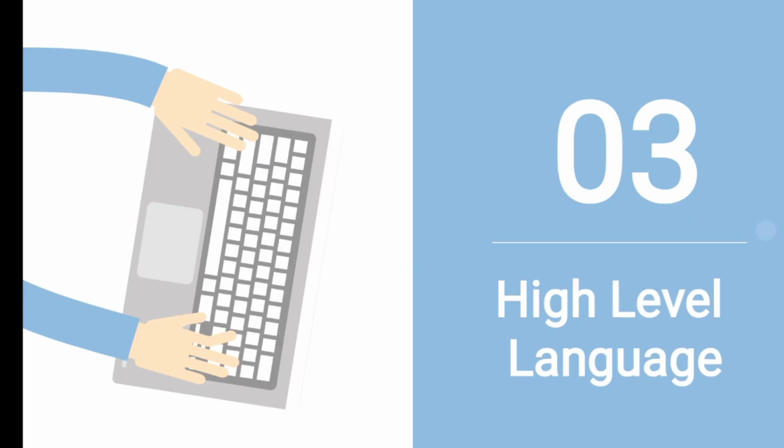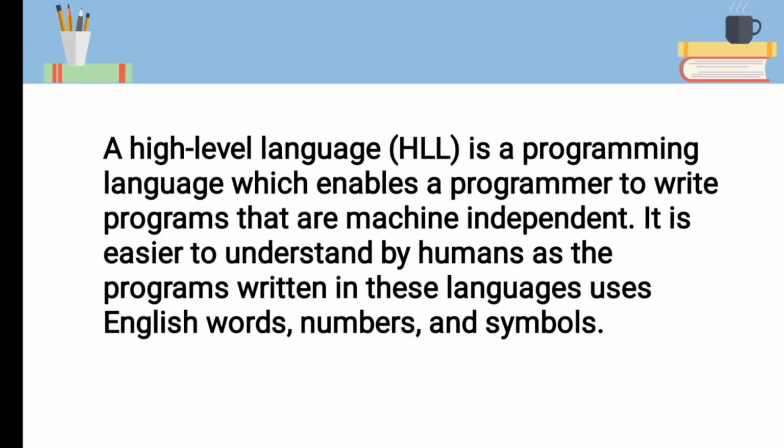A high level language is a programming language which enables a programmer to write programs that are machine independent. It is easier for humans to understand, as programs written in this language use English words, numbers and symbols.